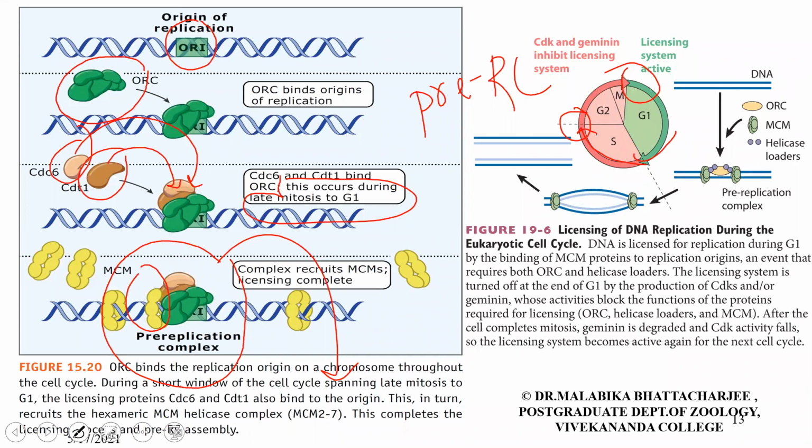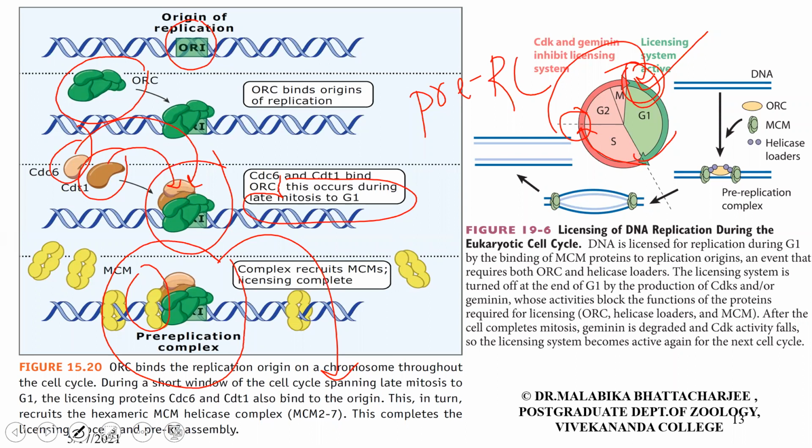And MCM cannot bind to DNA at any point, at any time and anywhere. For binding to DNA, it needs this complex of ORC, CDC6 and CDT1. And these three molecules can only bind to DNA at this time. So even if the MCM is present and the cell has exited the S phase, the MCM doesn't initiate replication because its loading is restricted to this phase only.